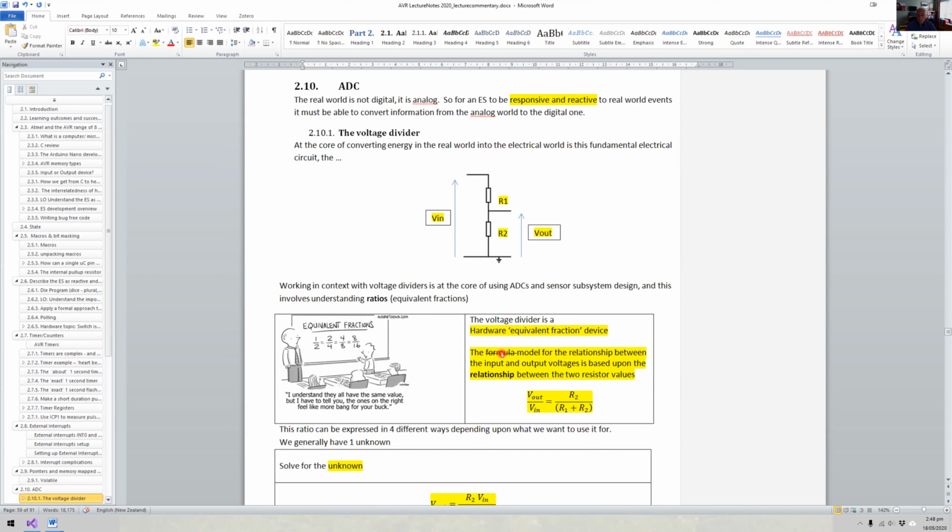We don't have a formula, we have a model. And what that does is it models for us the relationship between the input and output voltages. And that's based upon the relationship between the two resistor values. And so we get this equivalence type fraction operating here. We just don't normally talk about the voltage over one resistor compared to the other. Again, we just talk about the voltage over both resistors compared to the voltage over this resistor. And we end up with this simple model, very simple relationship.